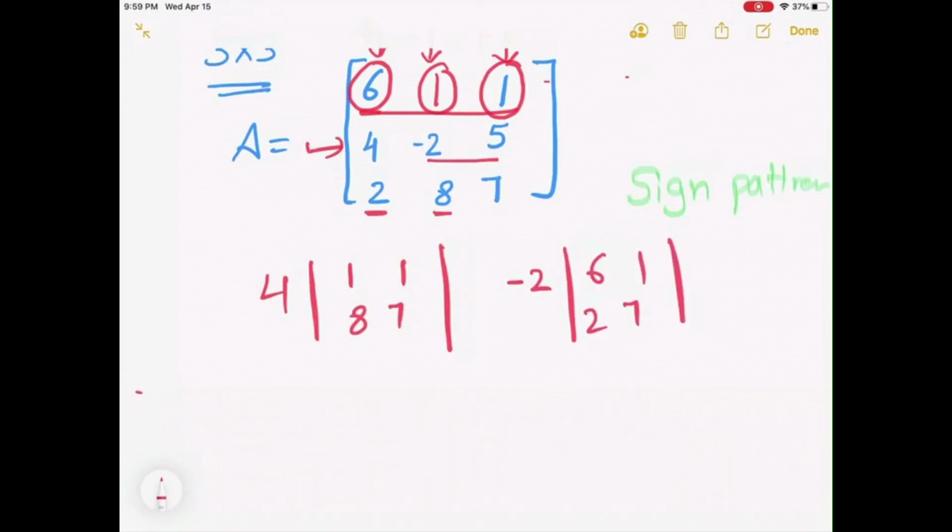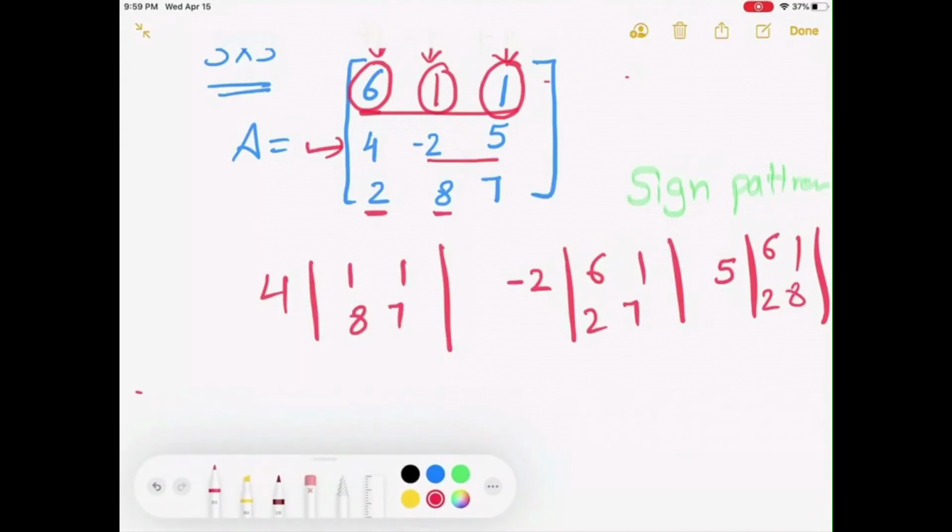Then I have 5. Wait a second, let me check if I did this part right. 2 and 7, yeah. So 5 would have 6, 1, 2, and 8. Okay, now we do the sign pattern, right? But this time it's slightly different. Normally we have plus, minus, and plus, but this one would be negative, plus, and minus.